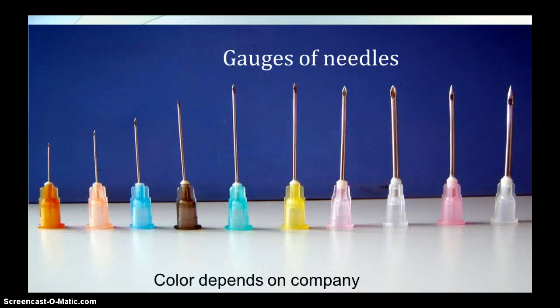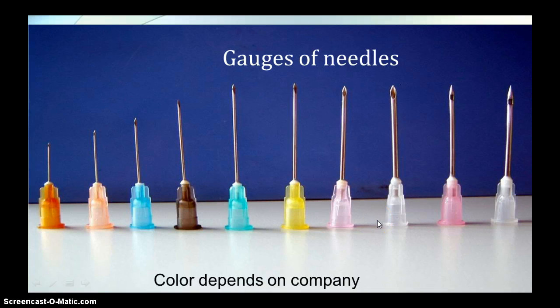The gauges of needles, and if you take a look here, you can see that certainly the bevels are different sizes. The shafts are long in some, shorter in others, and then the color of the actual hub. The color indicates the gauge, and the color depends on the company, so I can't really say like a turquoise is a 21. I can't say that for sure. So you really need to know what your facility uses and get comfortable with that.